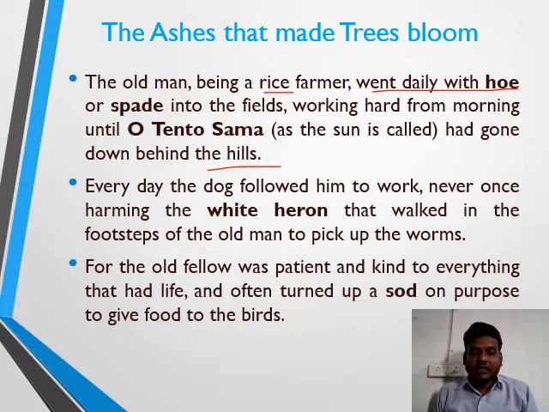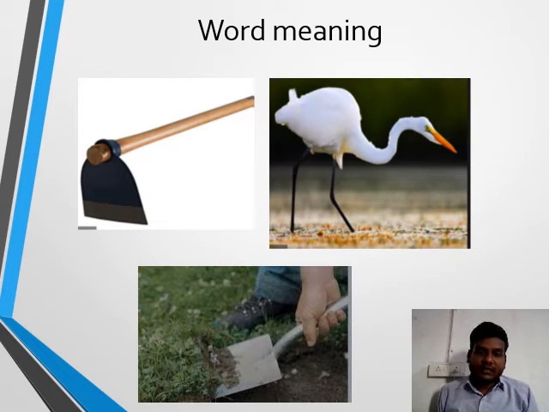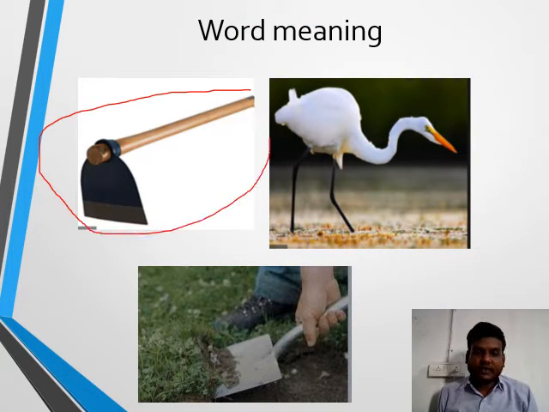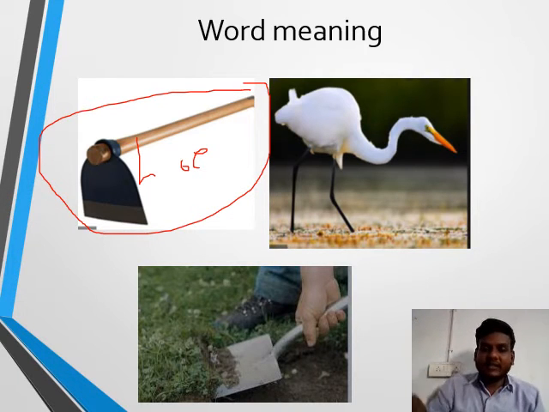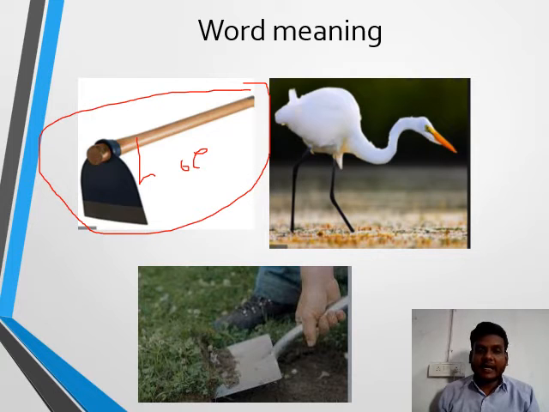Yes, students, any difficult words you marked? I will mark some difficult words in bold. This you can see, this is the hoe, and the spade, the same thing, a long-handled tool used for agricultural purposes. We call it a hoe.